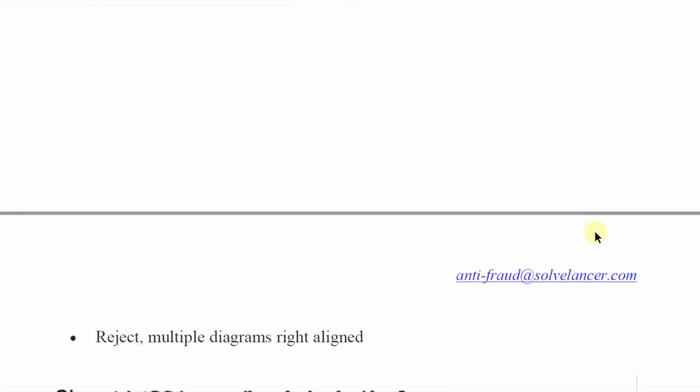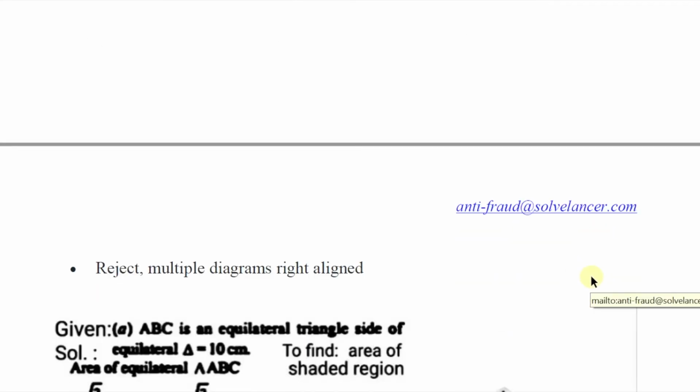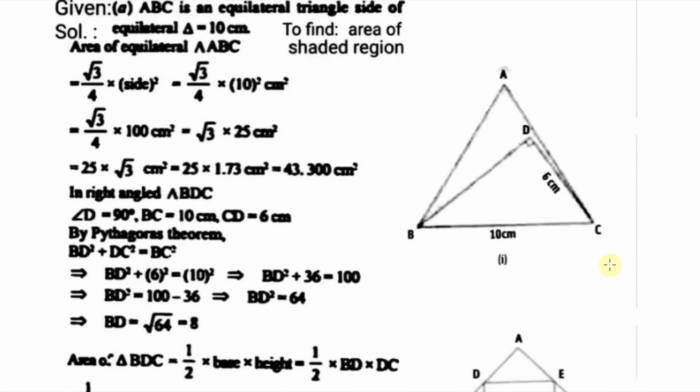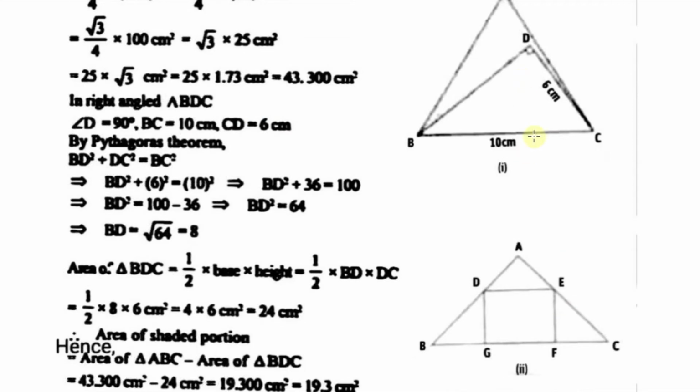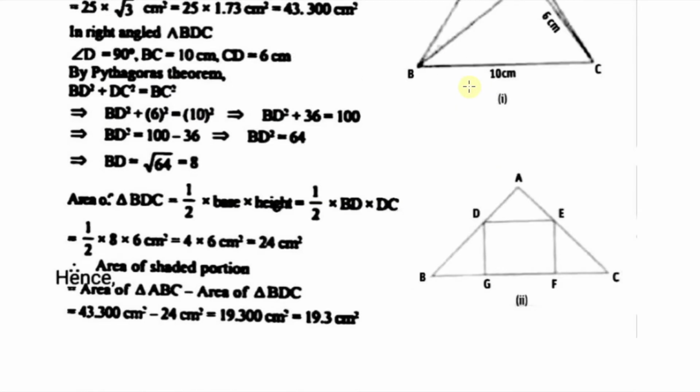Now, if we'll see the reject: multiple diagrams right aligned. For example, in this question, if you'll see the solution part here, two images are there, first and second. Since these are multiple images, they should be left aligned. Like one image will be here and the other image will be here, right?